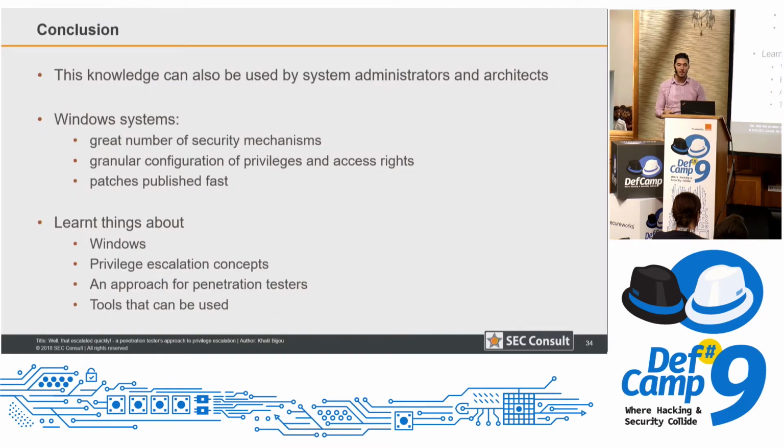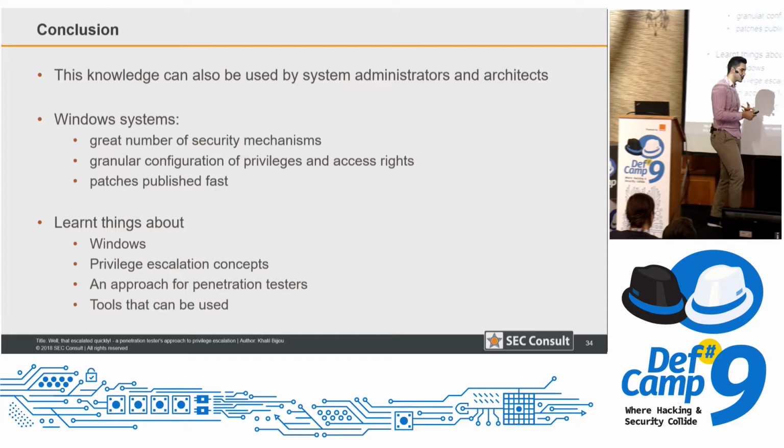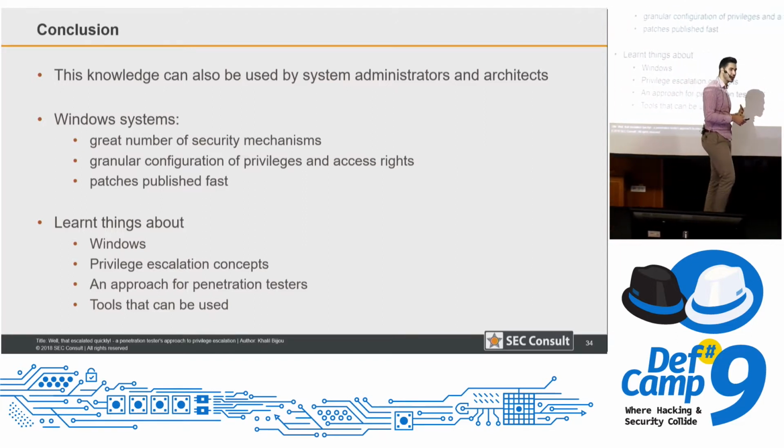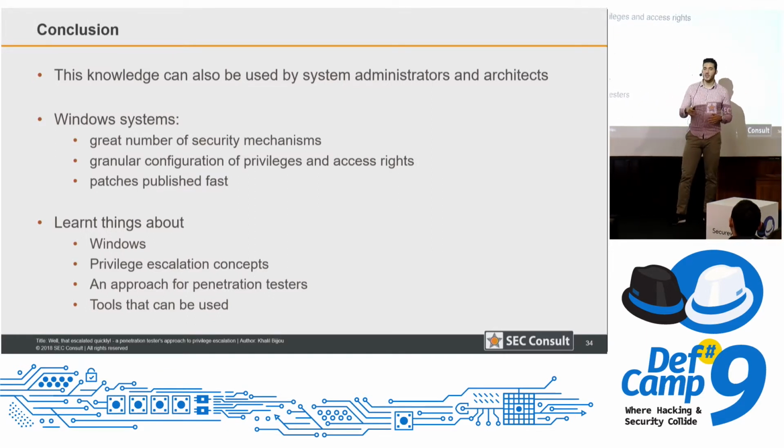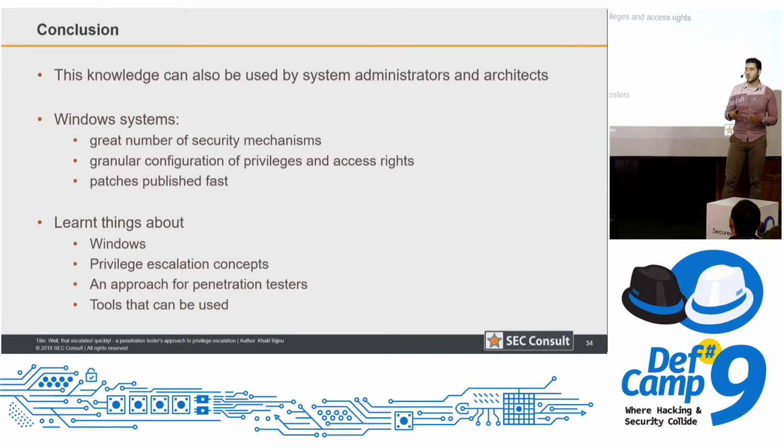So, to conclude, what we have just learned can not only be used by penetration testers, but also by network or system administrators, by architects who build Windows systems. And generally speaking about Windows, Windows offers a great number of security mechanisms. So we have many different security tools that you can use. You have a very granular configuration of accesses and privileges. As we just saw, you could apply an ACL for every single registry key.